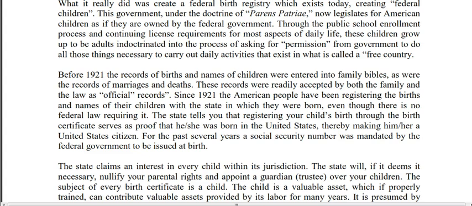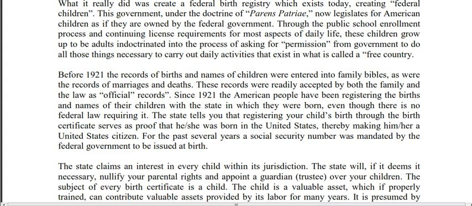Before 1921, the records of births and names of children were entered into family Bibles, as were the records of marriages and deaths. These records were readily accepted by both the family and the law as official records. Since 1921, the American people have been registering the births and names of their children with the state in which they were born, even though there is no federal law requiring it. The state tells you that registering your child's birth through the birth certificate serves as proof that he or she was born in the United States, thereby making him or her a United States citizen.